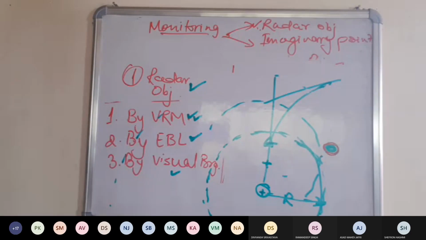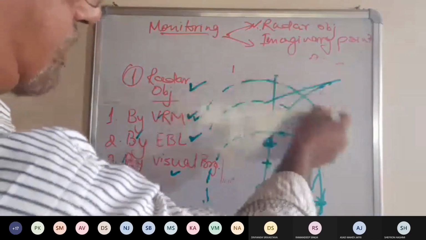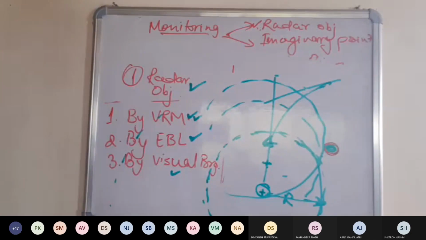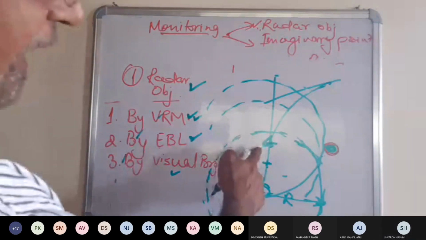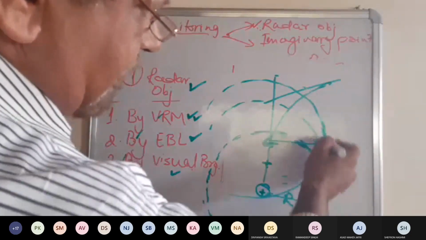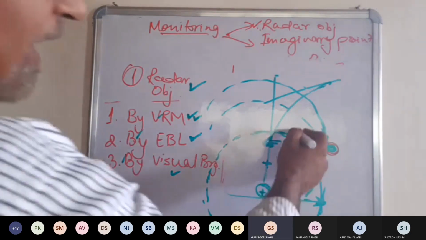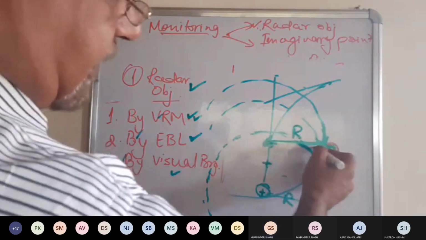Yes, sir. When we are at this point, our VRM will be like this, correct? Yes, sir. If we are at the right place, the radar object should be just about the VRM. Is that correct or not? Yes, sir. Why? Because this VRM is radius.